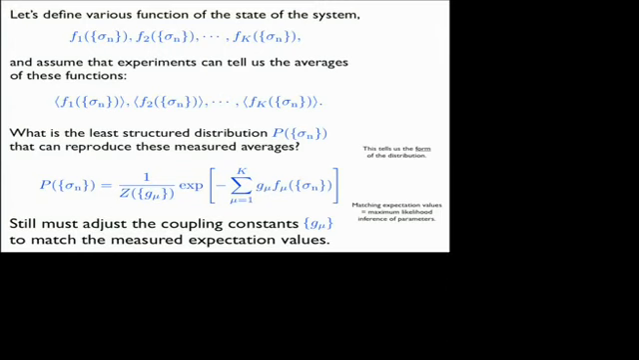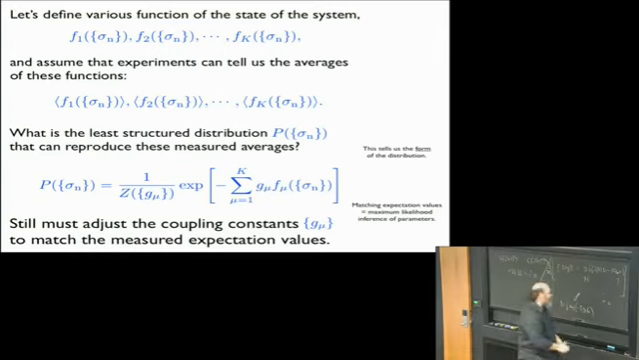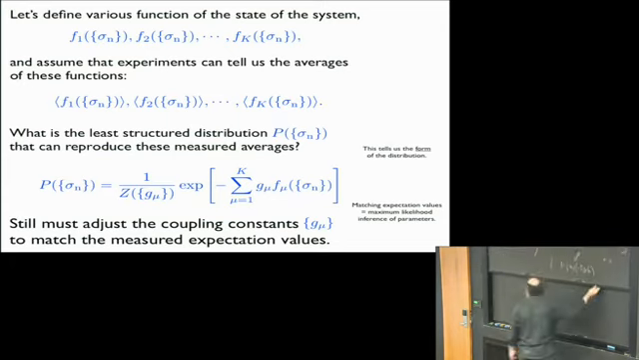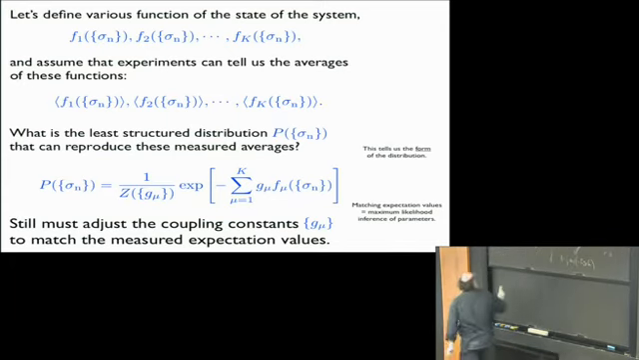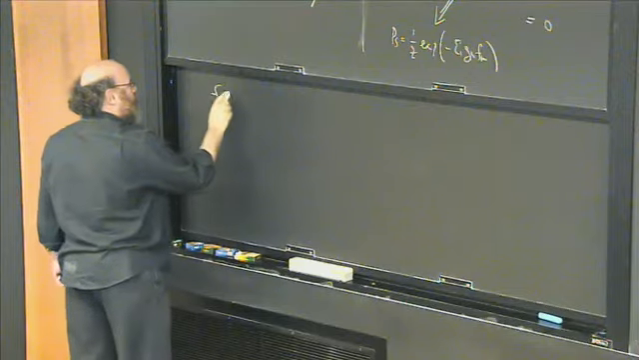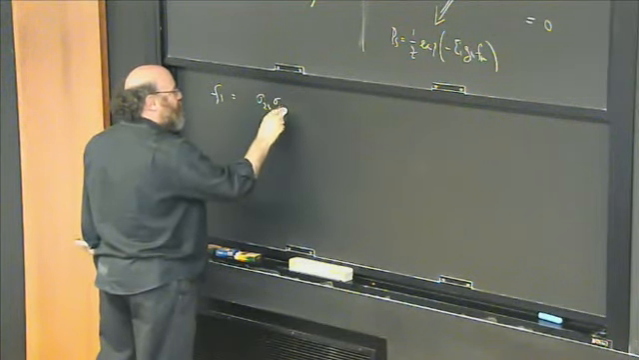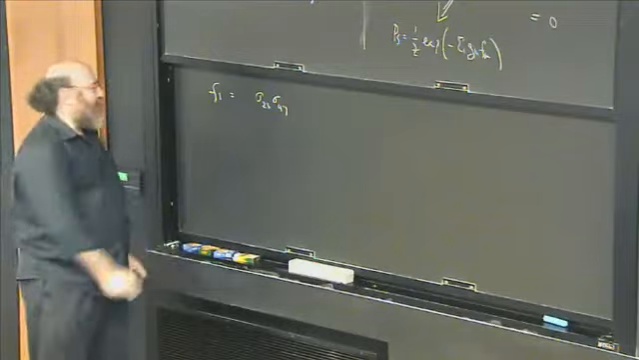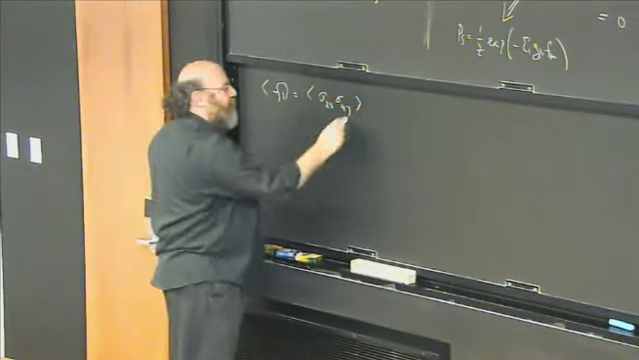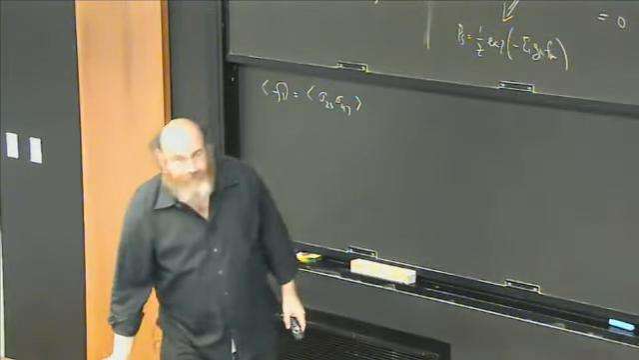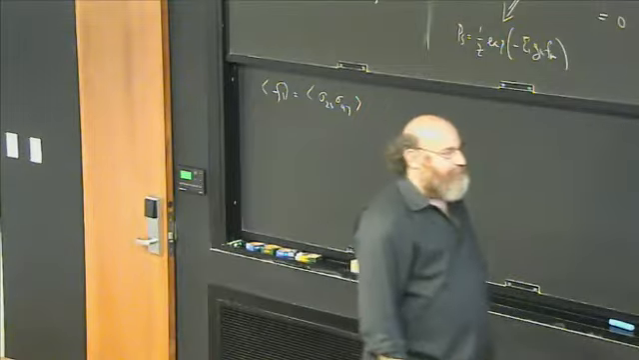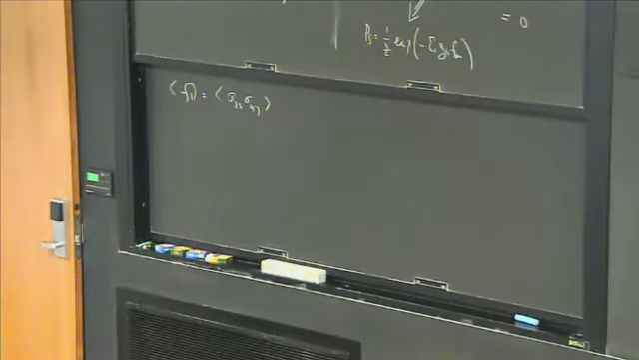Well, an example of it: it's perfectly possible that F1 is sigma 23, sigma 47. And so its expectation value is a correlation function. So it could be anything. OK?